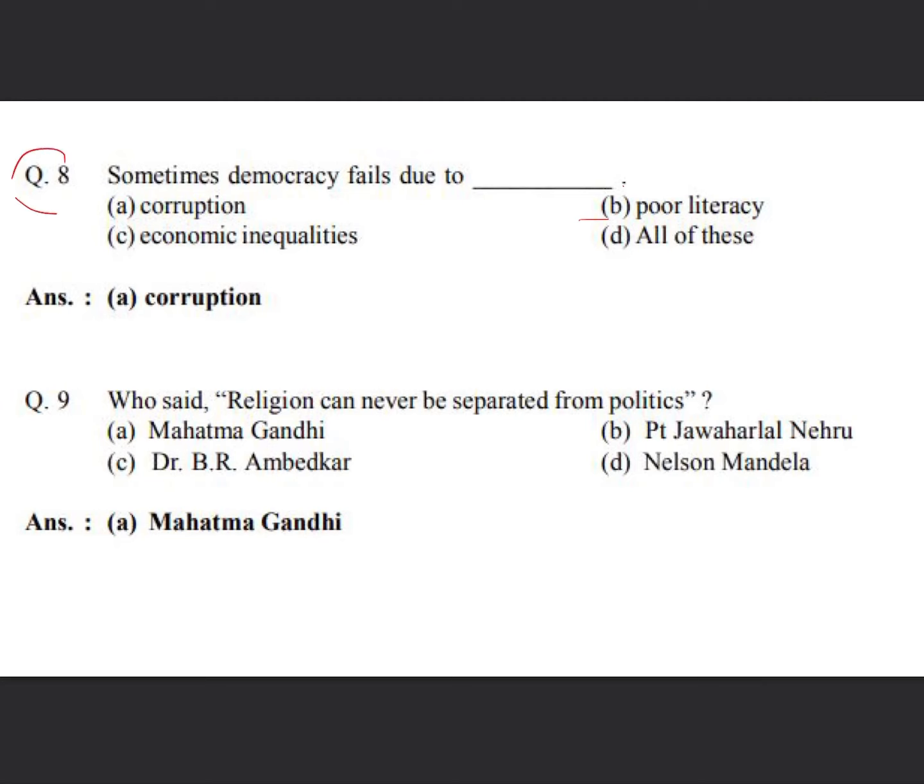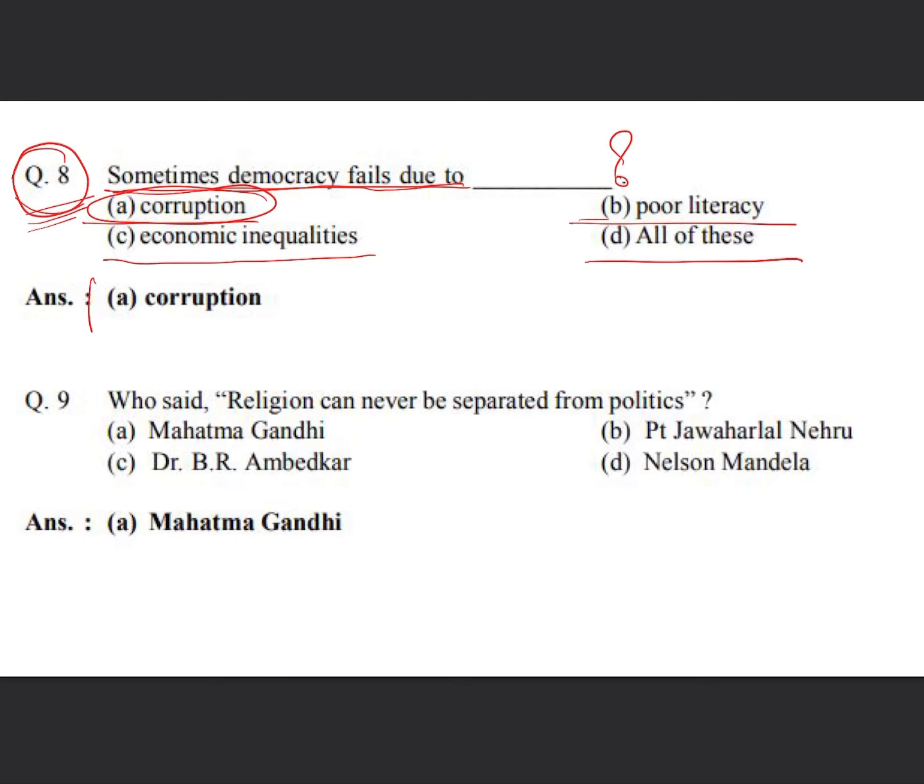Next question. Question number 8. Sometimes democracy fails due to what? Is it due to corruption? Or option B, poor literacy? Or option C, economic inequalities? Or all of these? So, democracy fails due to corruption. That is, the answer is option A. Option A is the correct answer.